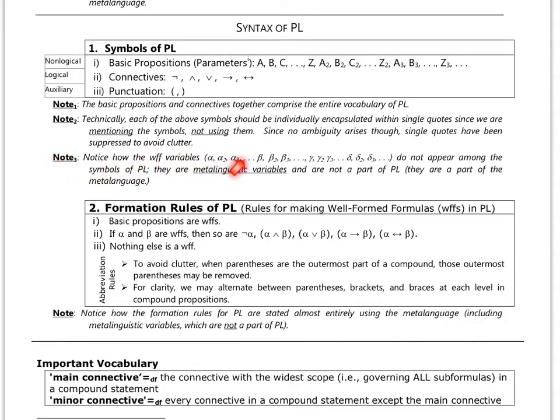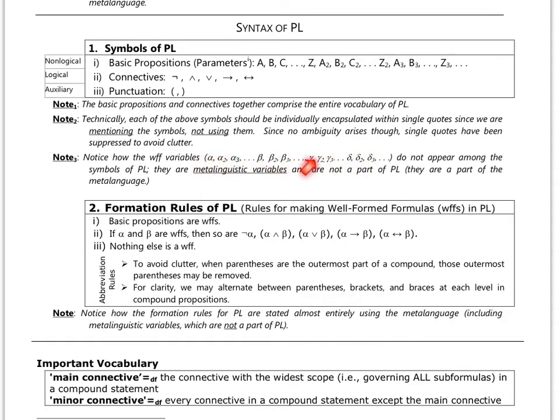This note here about the well-formed formula variables, just to be clear, these letters from the Greek alphabet, alpha, beta, gamma, delta, are acting as our meta-variables, our well-formed formula variables in PL. This was the choice of our author, and so I'll try to utilize all of his symbology in my lectures and handouts.